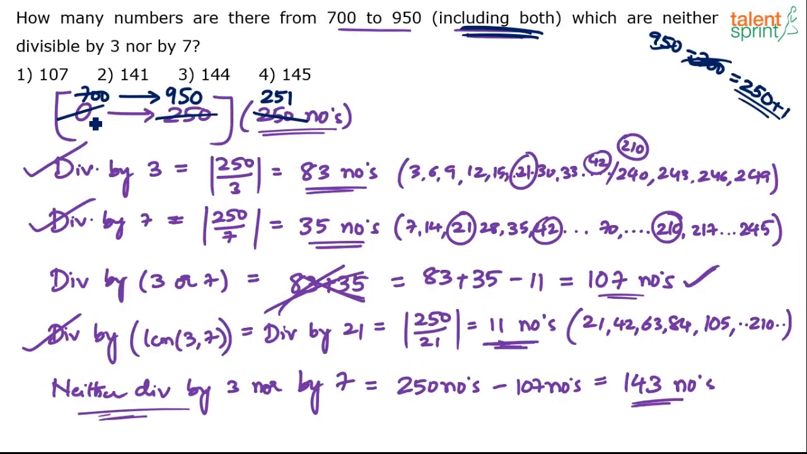Then you may say, in that case, why didn't we take the extra one in the earlier case? When it was 0 to 250, we said 250 minus 0. But 0 is not a number in that range. 0 is neither a multiple of 3 nor a multiple of 7. I mean, it's not divisible by 3 or 7.